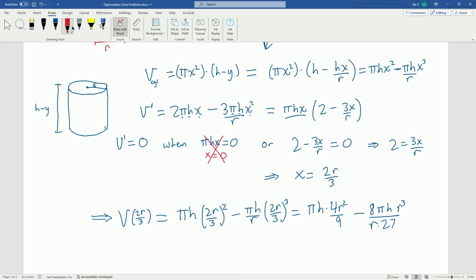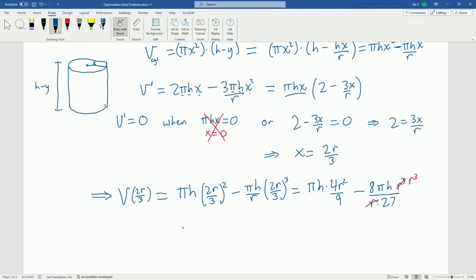And now we do a little bit of cleanup here. We've got r cubed over r, that's r squared. I'll write this 4 out in front. This is 4 pi h r squared over 9 minus 8 pi h r. Oh, that was supposed to be r squared. I wrote r cubed again. Sorry about that. That should be r squared over 27.